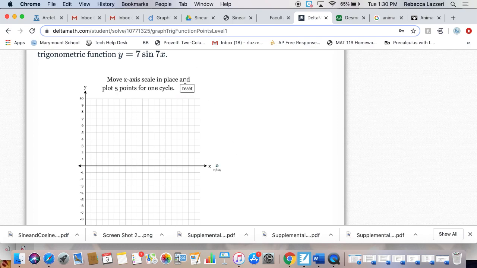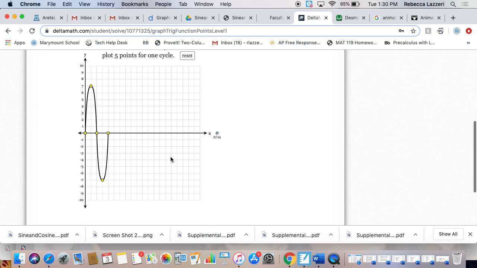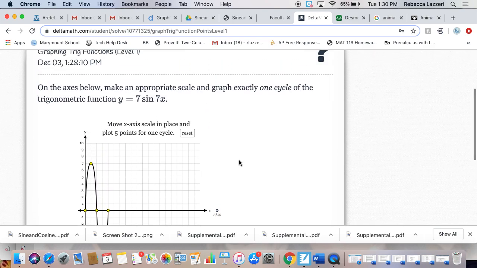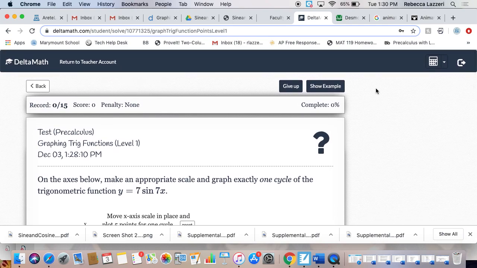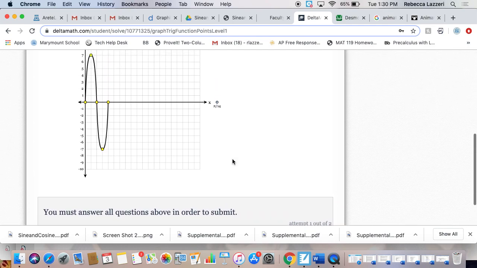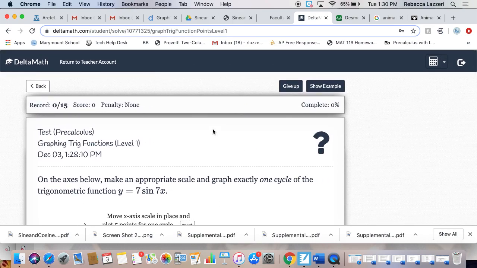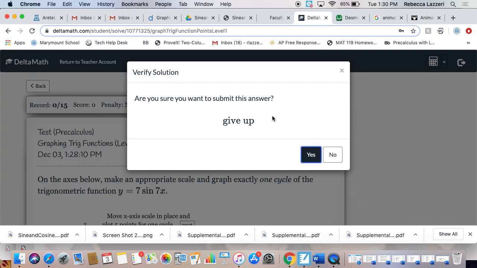So let's try that. Okay. So now I'm going to start here. I'm going to go up 7, come back down. I'm going to go down 7 and back up. And that should be it. What's happening? Pi over 14. 2 pi over 14 is pi over. No. On the axis, I don't know what I'm doing wrong. You must answer all. What does it say? Yeah, but usually it lets you do it there. Did I miss one of my points? No. 7. That should let me do it. Give up. Yeah. That's what I was doing.